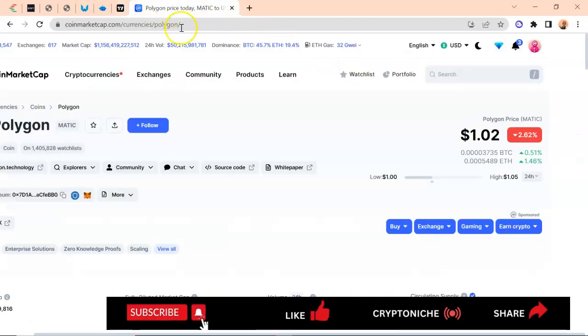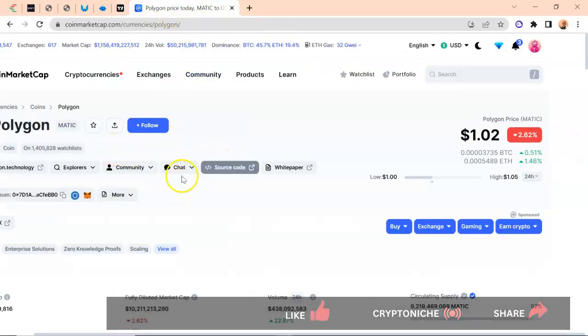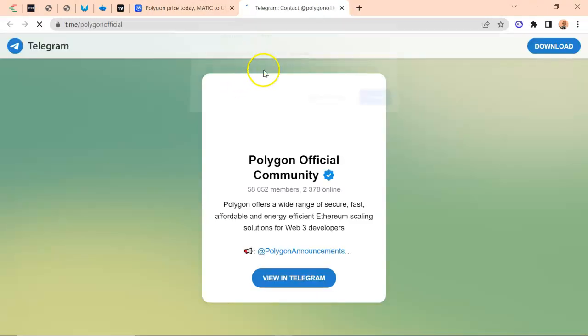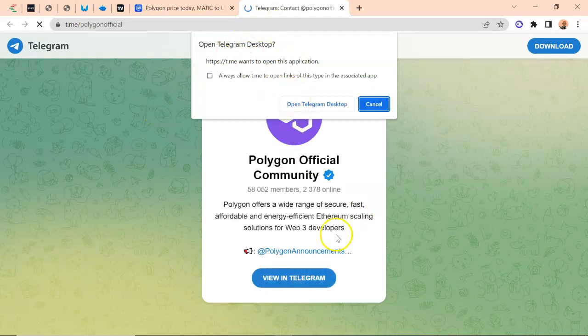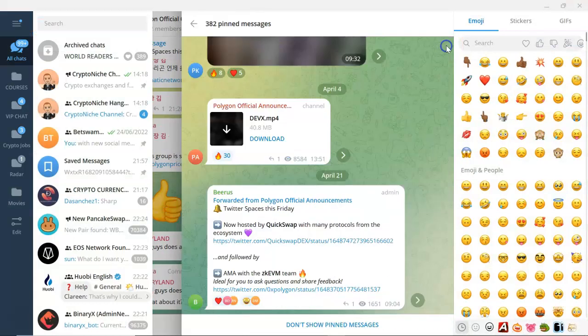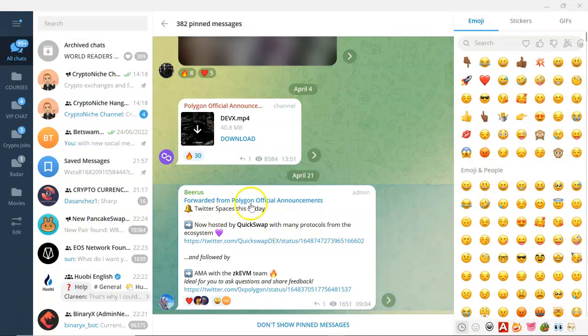Now let's check out things that could invalidate our analysis. I'm gonna go to the Telegram. Okay, not the Telegram yet. Let me open this in desktop. Let me see the announcement, if they have any announcements right there. So, Twitter Spaces this Friday, now hosted by QuickSwap with many protocols from the ecosystem. Okay, I'm out with the ZK EVM team.